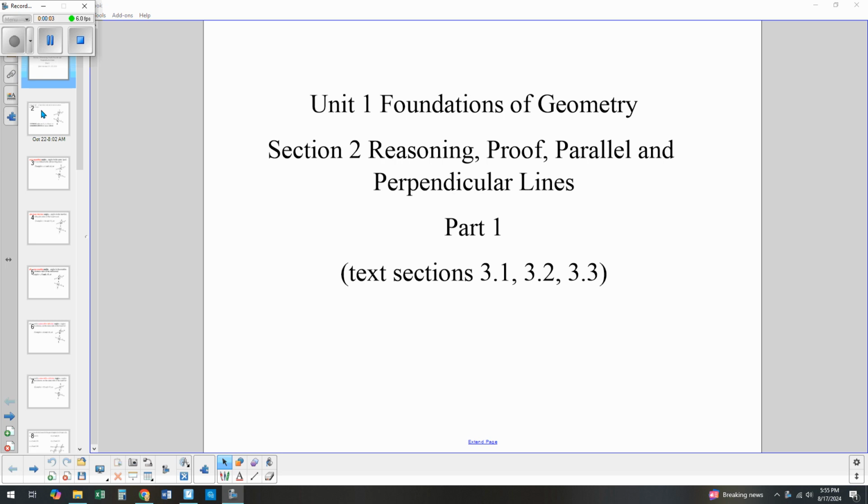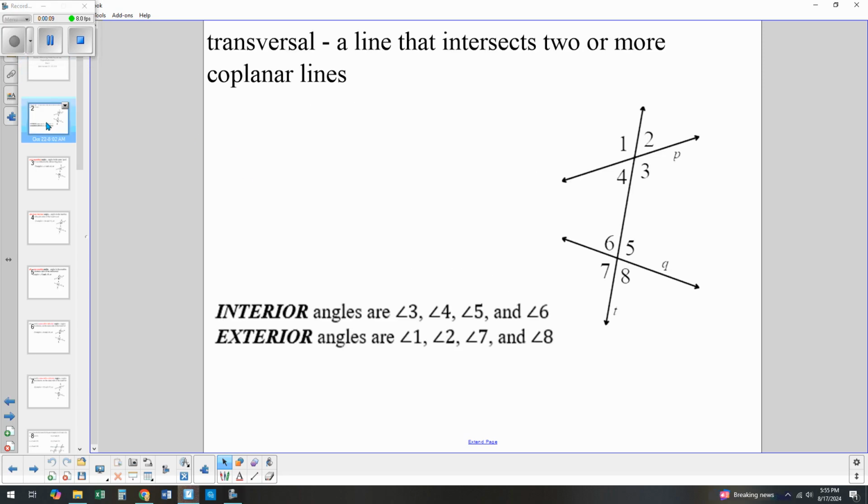This lesson is 3.1, 3.2, and 3.3, Part 1. The first thing we'll talk about is a transversal, which is the name for a single line that crosses two or more coplanar lines. So in our picture, line T here is a transversal to lines P and Q.